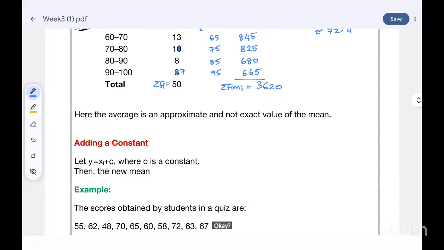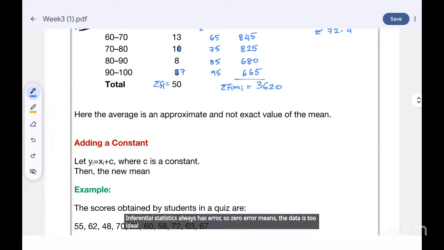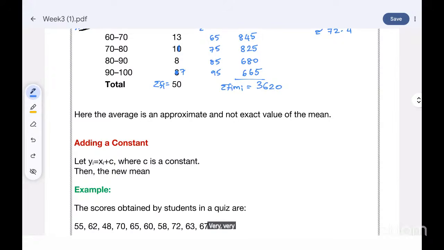Inferential statistics always has error. So zero error means the data is too ideal. We never have 100% ideal data, right? So in a practical scenario, zero error is almost impossible. Maybe not even rare, almost impossible, we should say.